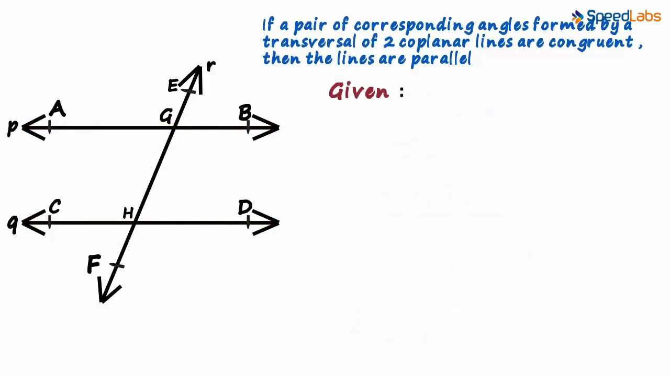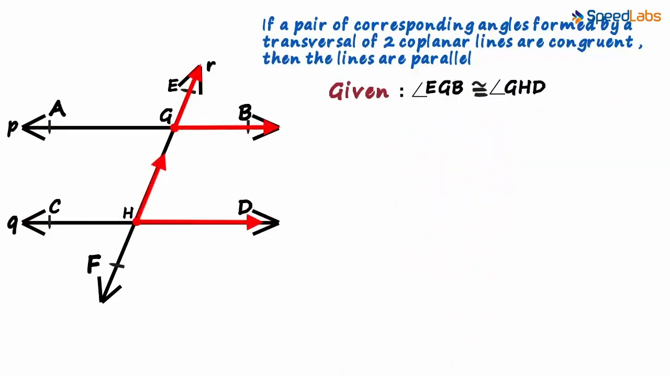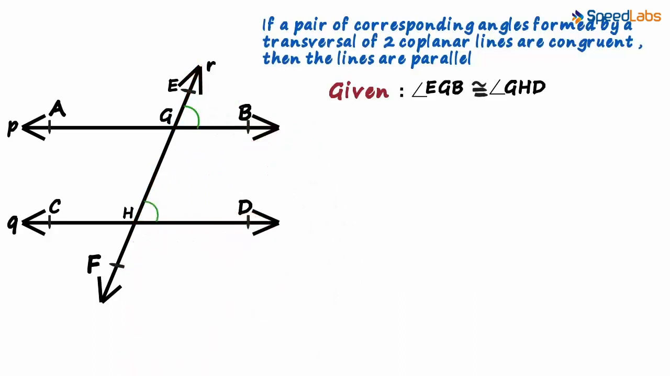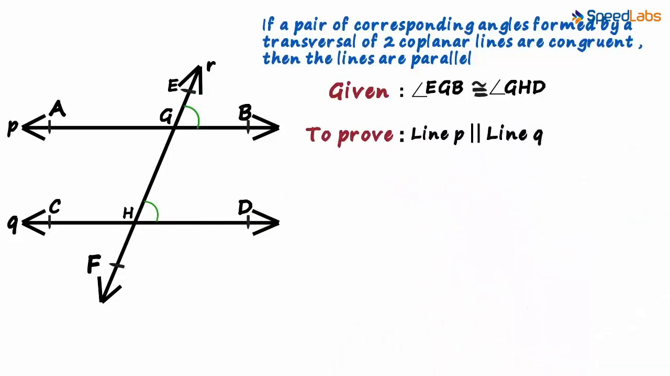Assume we are given that angle EGB is congruent to angle GHD. That is, this angle is congruent to this angle. We are assuming that this pair of corresponding angles is equal, and we have to prove that line P is parallel to line Q. The proof has just two simple steps, but before we see the proof, we should try to understand what we are trying to prove.